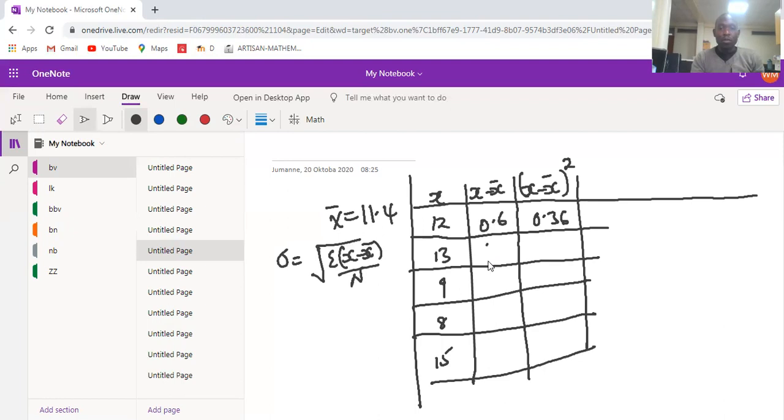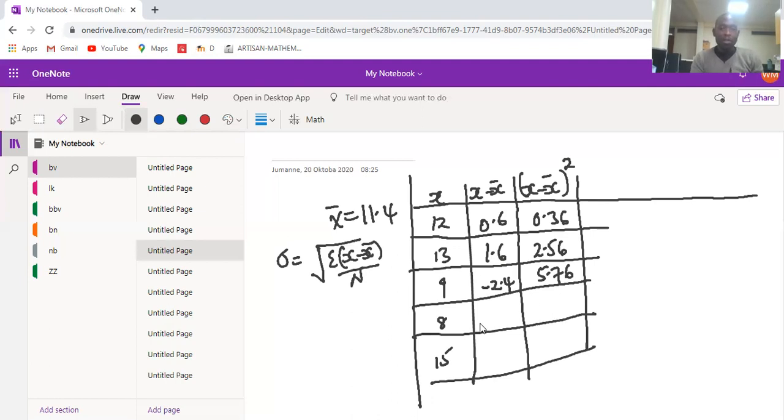Which is 1.6. Then you square that value so that you can get x minus x bar squared, 2.56. 9, which is x minus x bar, which is 11.4, which is negative 2.4. Then you square that, you get 5.76. Remember, x minus x bar, all the values are going to be positive. In x minus x bar, it can be negative, but once you square, all of them become positive.